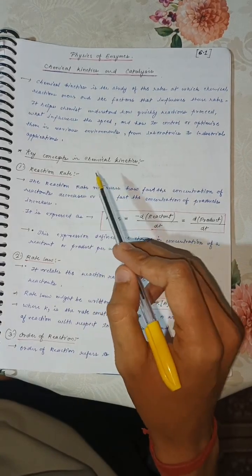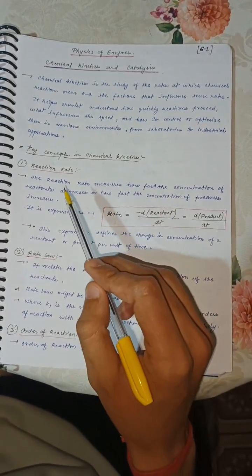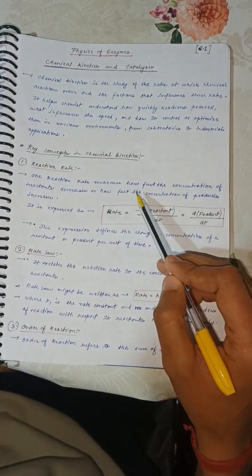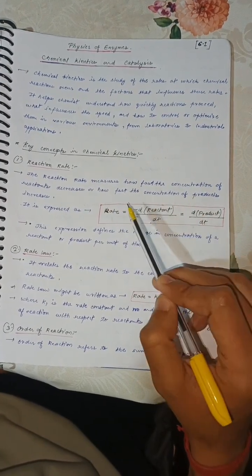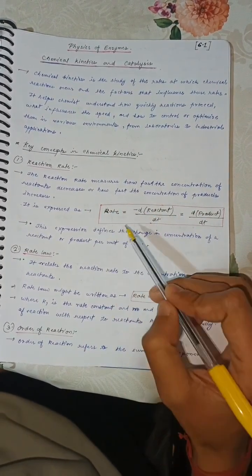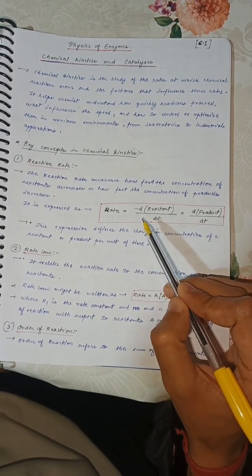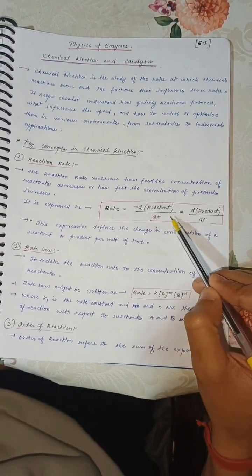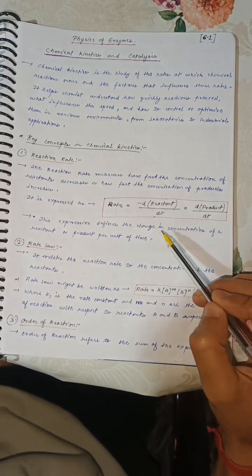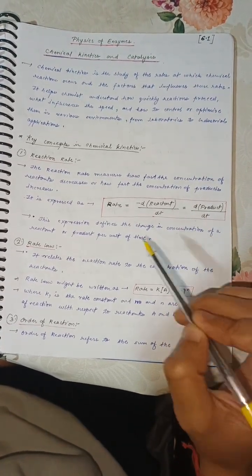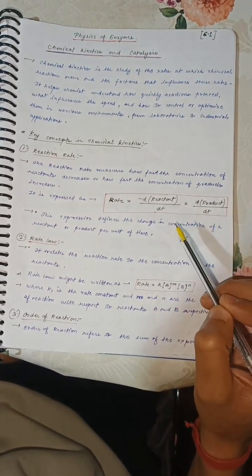The key concepts in chemical kinetics are: the first one is reaction rate. The reaction rate measures how fast the concentration of a reactant decreases or how fast the concentration of a product increases. It is expressed as rate equals the derivative of reactant concentration with respect to time, or the derivative of product concentration with respect to time, which defines the change in concentration of reactant or product per unit of time.